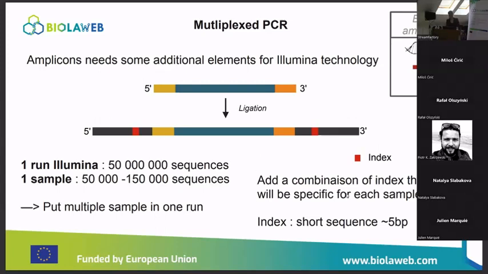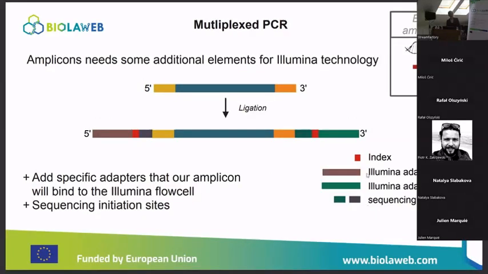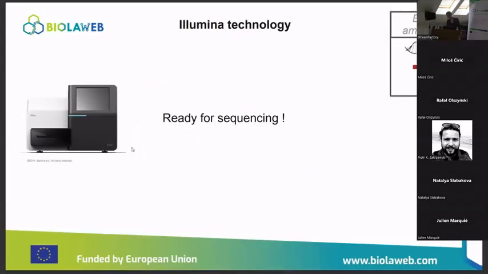And also, at this step, you add things that are mandatory for the Illumina technology, that are adapters to the flow cells and sequencing initiation sites at both ends of your amplicon. And now you are ready for sequencing.